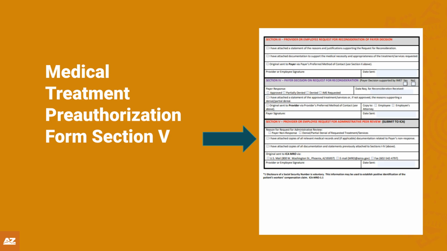The medical preauthorization form can be found and downloaded off of the Medical Resource Office's webpage. This form has been updated with a new Industrial Commission of Arizona logo, so it is now 2 pages. The previous version remains acceptable because the content to be filled out in Sections 1 to 5 have not been changed.